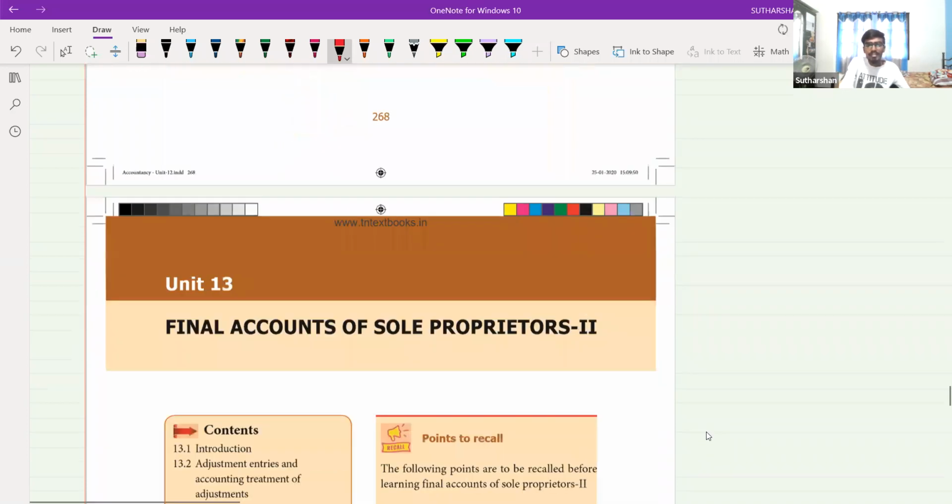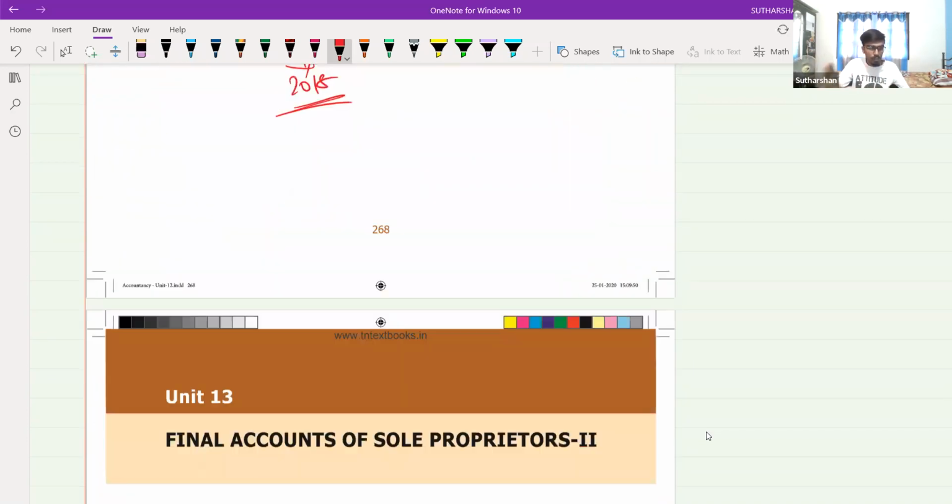So with this, final accounts of a sole proprietor 1 is over. I don't want to continue today itself. We are meeting again tomorrow and we are going to do unit number 13 in the 11th standard, that is basics of accounting day 10. Now this is the day 9 class. Day 10 class will be final accounts of a sole proprietor 2. Before coming to the next class, kindly revise unit number 12, final accounts of a sole proprietor 1.